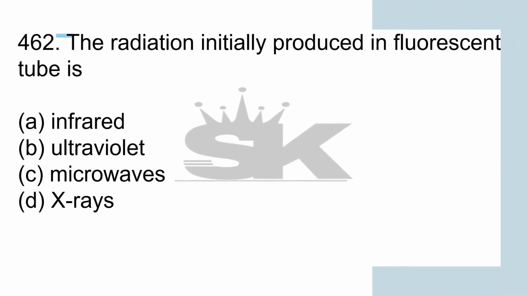The radiation initially produced in a fluorescent tube is ultraviolet light. This UV light excites the phosphor coating on the inside of the tube, which then emits visible light.